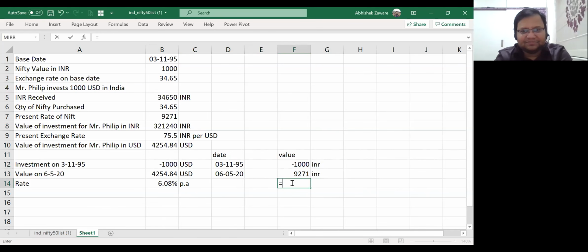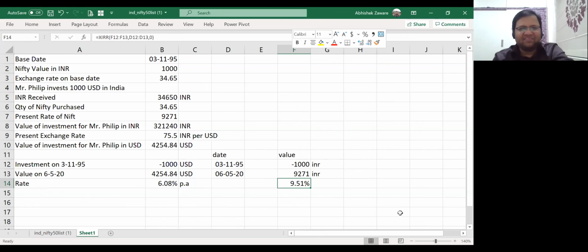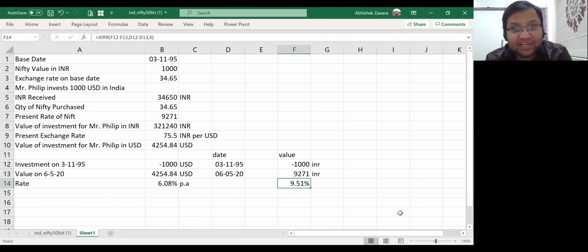Return will be higher. XIRR with values and dates is 9.51%. The CAGR I had written earlier in the Excel sheet was approximately 9.7 something. Minor difference. 9.51% is what Indians have earned by investing in Nifty. Foreigners have earned 6.08%. That is because of depreciation of the Indian rupee.